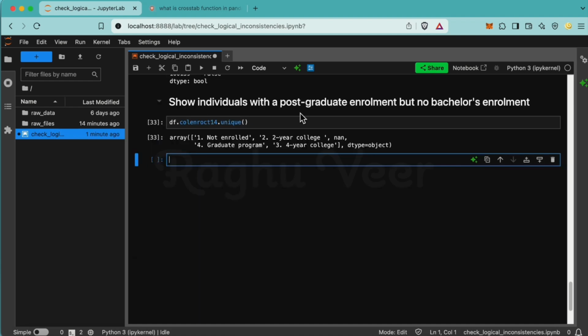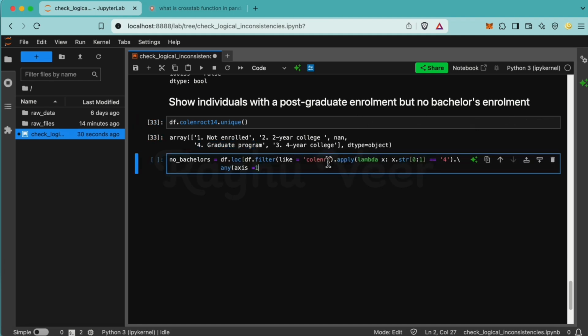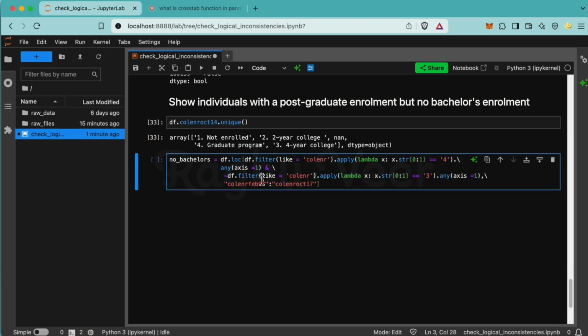Next, I want to look at the individuals with postgraduate enrollment, that means graduate program, but no bachelor's enrollment. So this is a spurious case because without a bachelor's, they cannot do a graduate program. So I want to look at all the individuals who have this kind of spurious enrollment. I'm filtering all the college enrollment and applying a lambda function. But this time I'm selecting if the first character is 4, that means it's a graduate program, and any with axis equal to 1. There is a small tilde here, which means excluding. So I want to exclude all these people who have a bachelor's degree. So from this data, I'm excluding the people who have completed a bachelor's degree. Then we'll be left with people who have declared a graduate program but no bachelor's enrollment.